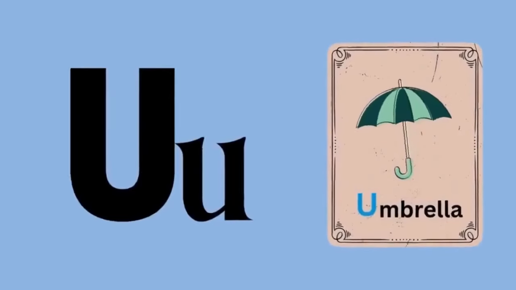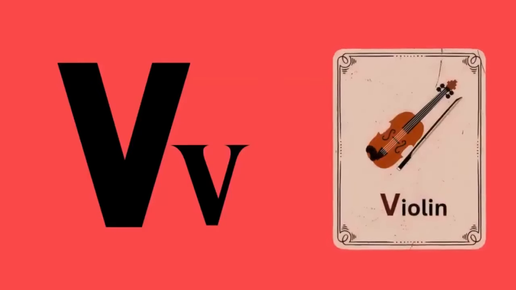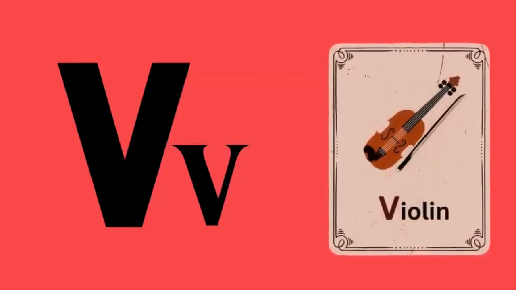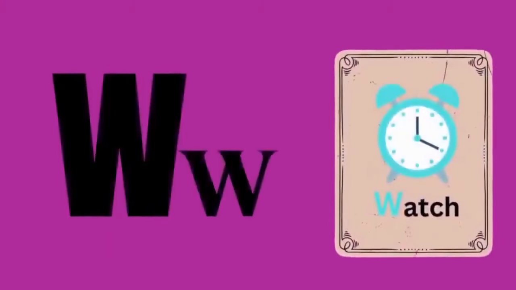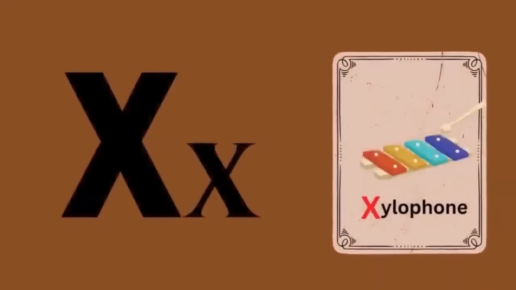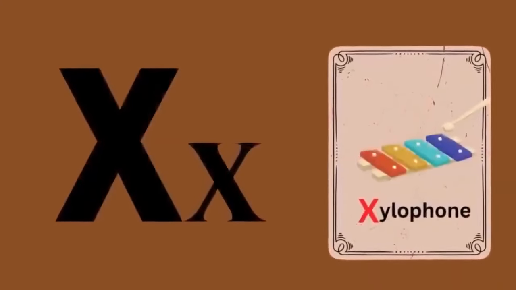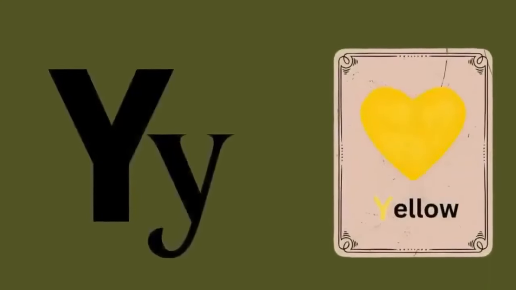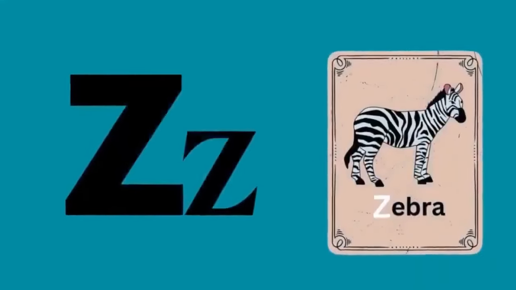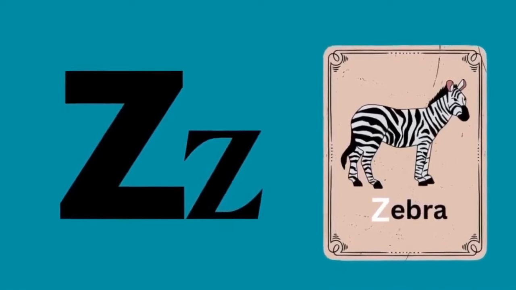U is for umbrella, a, a, umbrella. V is for violin, v, v, violin. W is for watch, w, w, watch. X is for xylophone, z, z, xylophone. Y is for yellow, y, y, yellow. Z is for zebra, z, z, zebra.